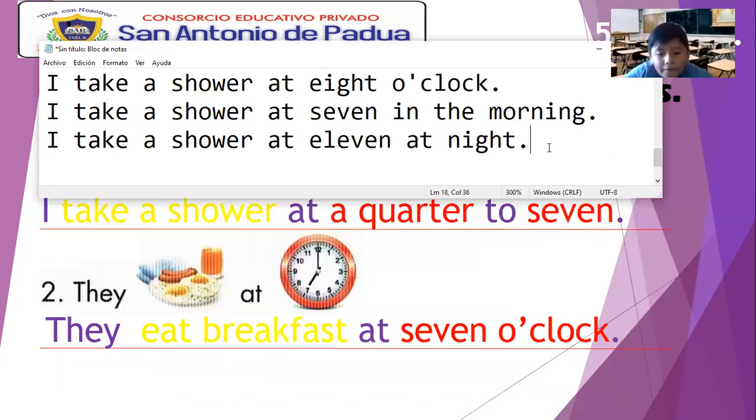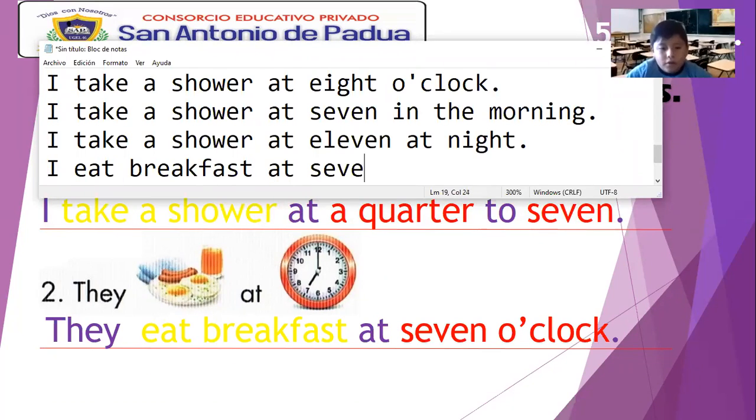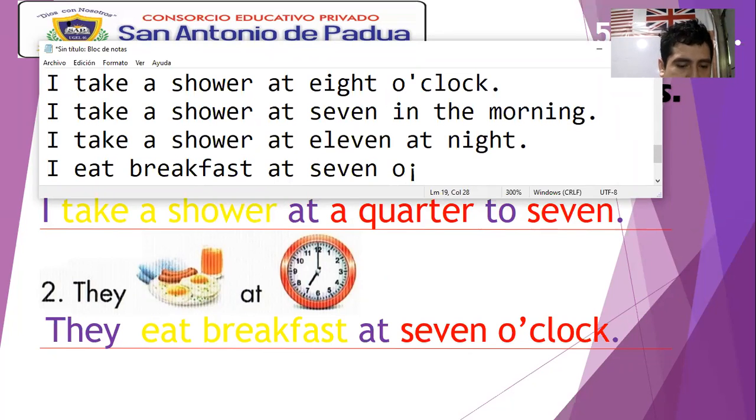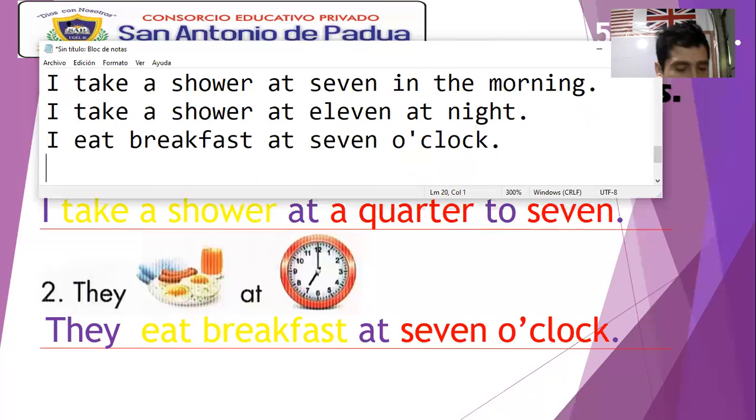The other part says, dice, they eat breakfast. ¿A qué hora toman su desayuno? Vamos a poner acá. I eat breakfast. Yo tomo mi desayuno. What time? At 7 o'clock. At 7 o'clock, good. I eat my breakfast at 7 o'clock. That's it. Very good. Teacher, otros, please come on.